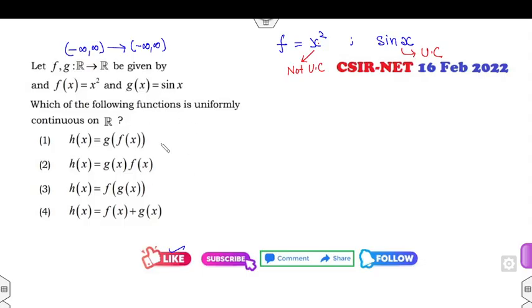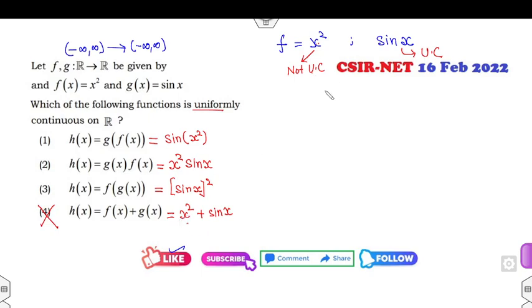Now, which of the following is true? Let me first write the functions: g of f(x) is sine of x square, f of g(x) is sine x whole square, and the third is x square plus sine x. Clearly, this is not uniformly continuous because x square is not uniformly continuous.